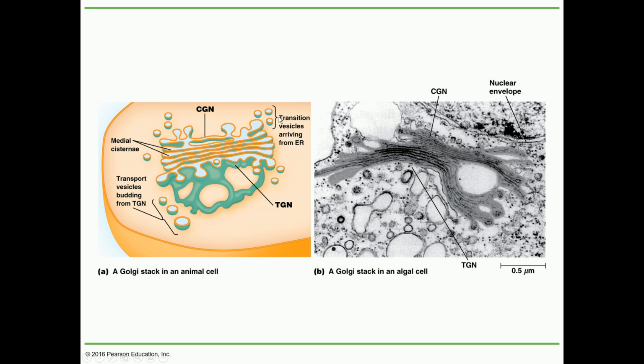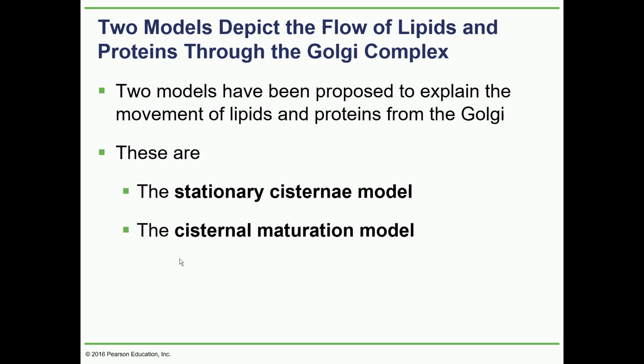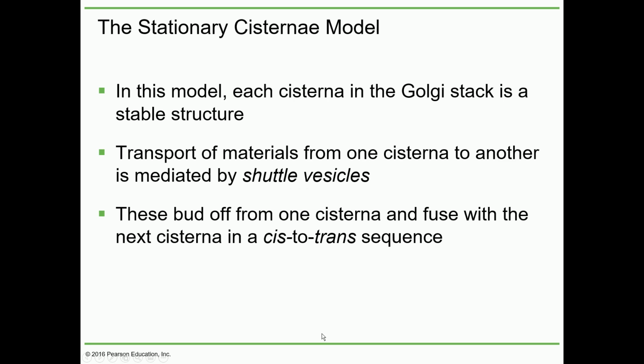So the proteins and lipids reach from the ER to the Golgi with the help of vesicles, transition vesicles arriving from ER, and then once all the lipids and proteins are modified, they are transported to the destination with the help of the transport vesicles. There are two models that depict the flow of lipids and proteins through the Golgi complex. The first model is called stationary cisternae model, and the second model is called cisternal maturation model.